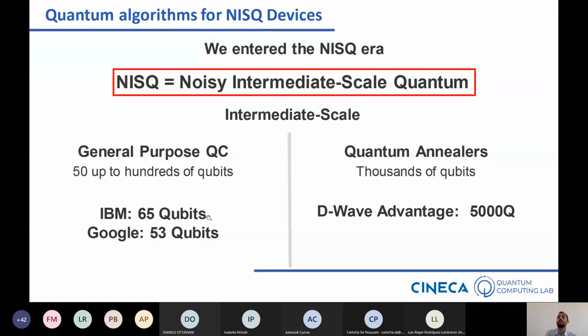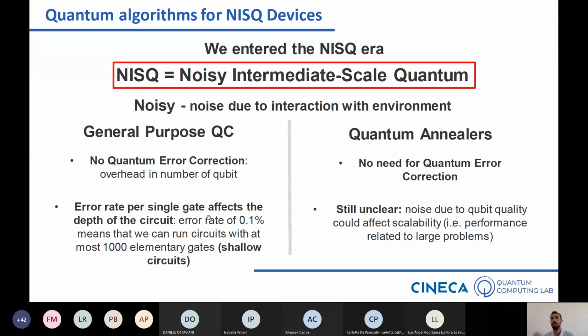Then there is the noisy. We've seen yesterday the noise mainly due to the environment, for example. For general purpose quantum computers that belong to the NISQ type of devices, we don't have enough resources to perform error correction, which means overriding the number of qubits. So we just try what we can do without error correcting anything.